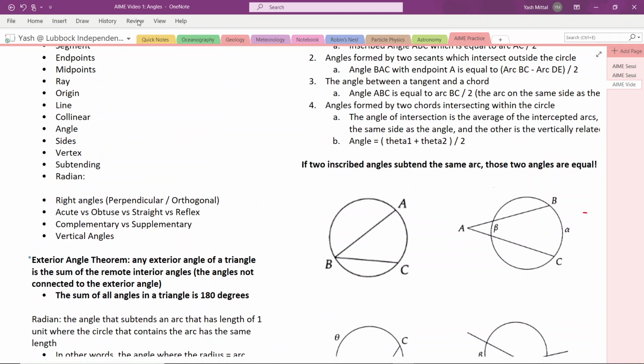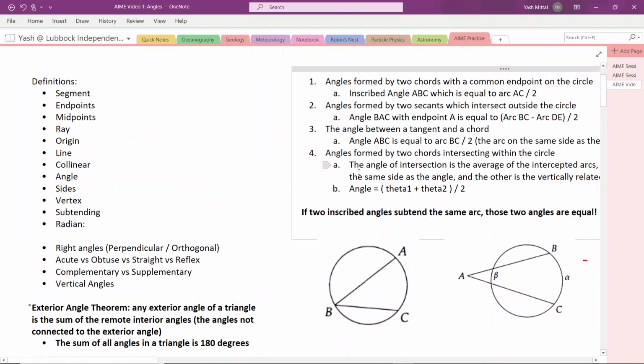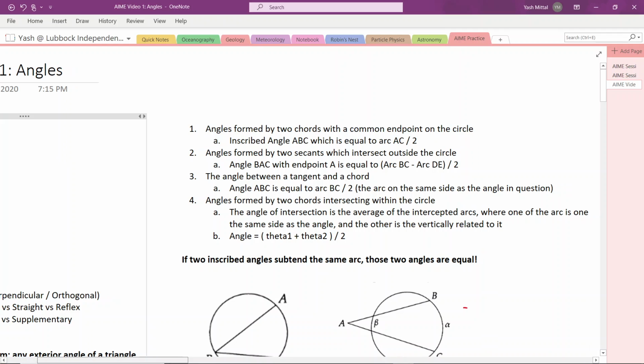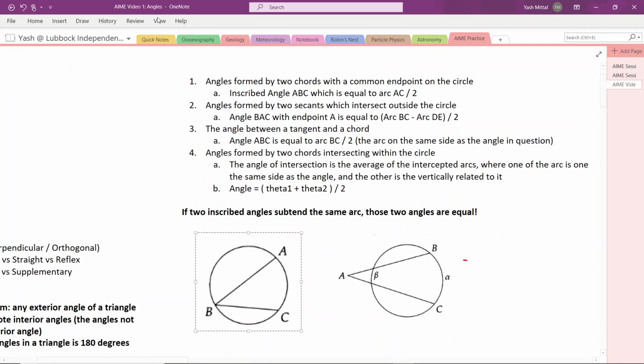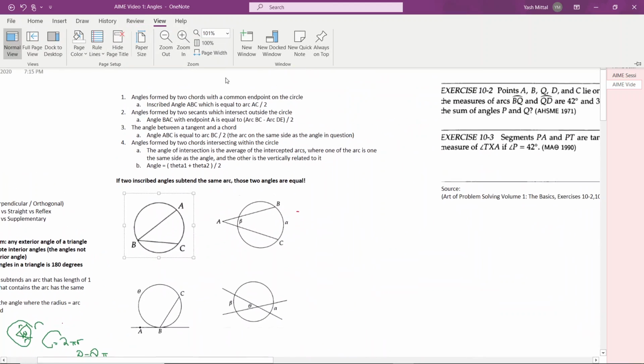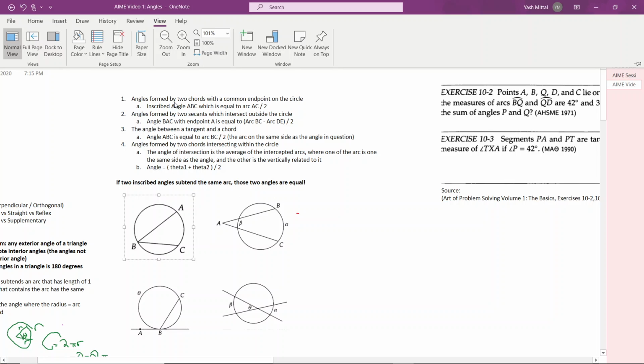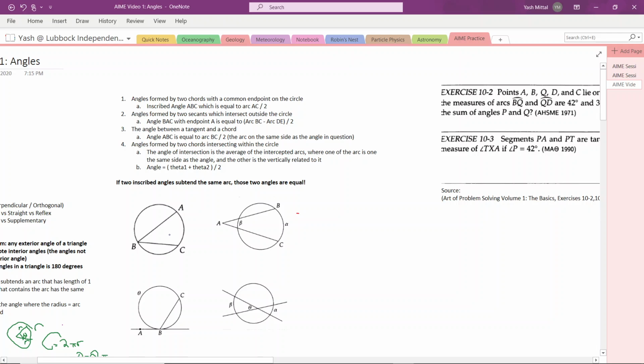Let's go on to describing circle theorems. We have angles formed by two chords with a common endpoint on the circle. Essentially, it's going to be angle ABC. This angle is equal to arc length AC over 2. Whatever the degree measure of the arc is, the angle is just half that.